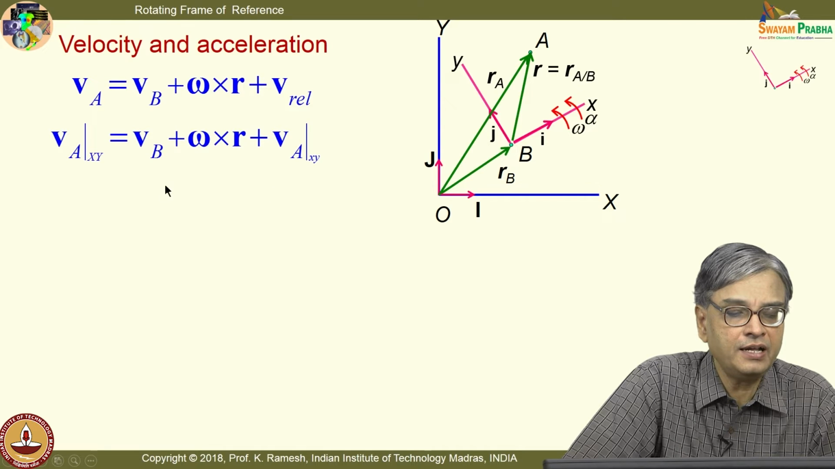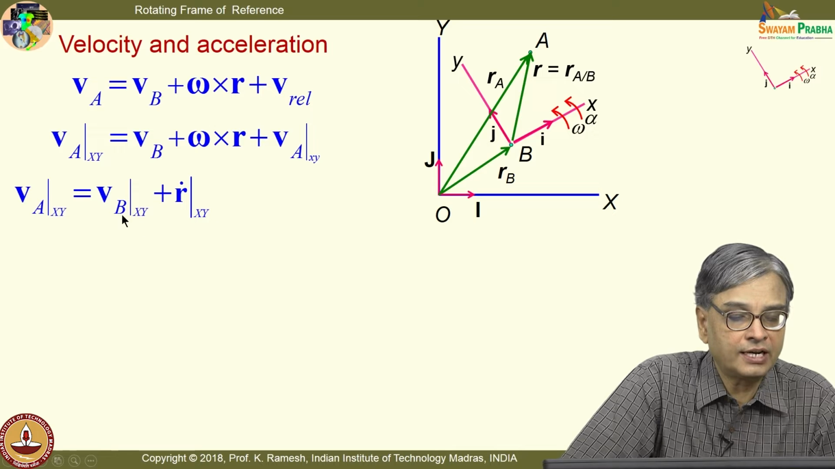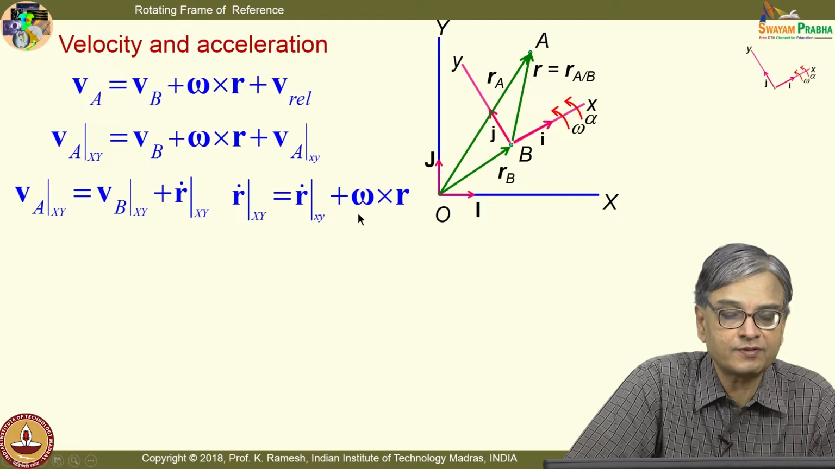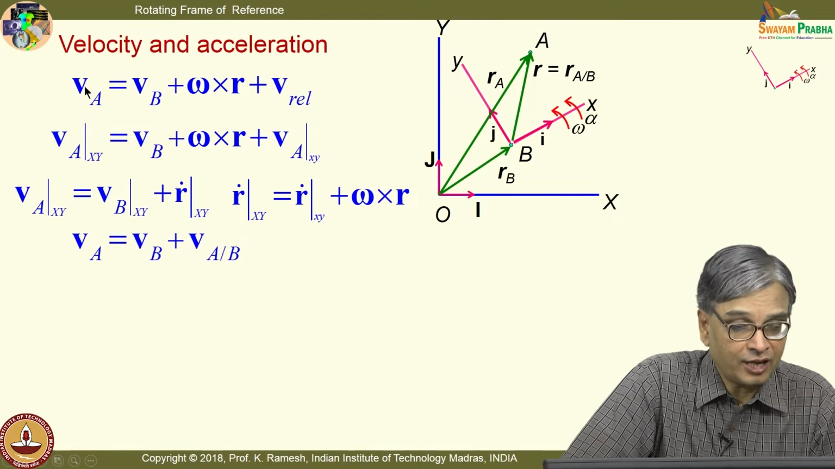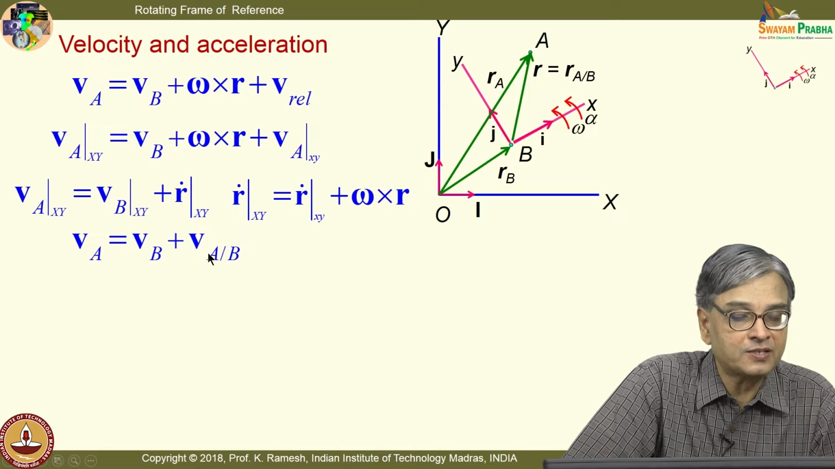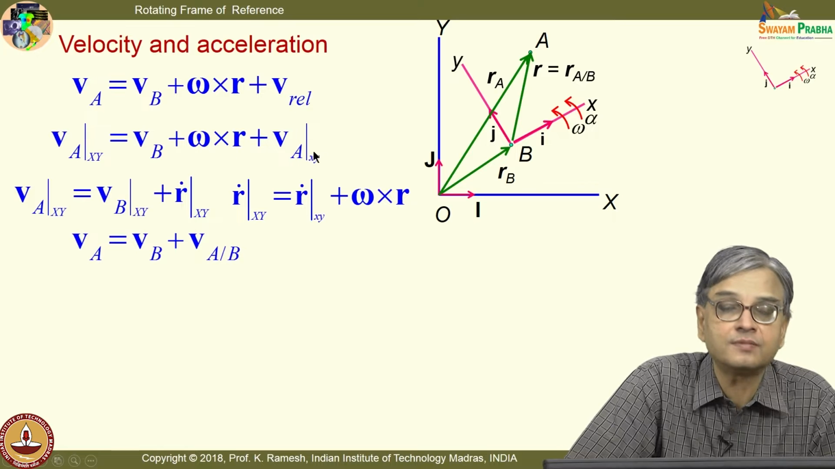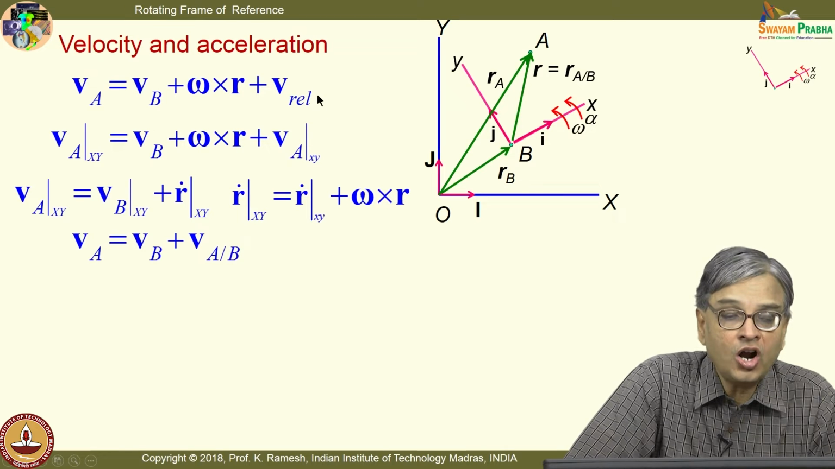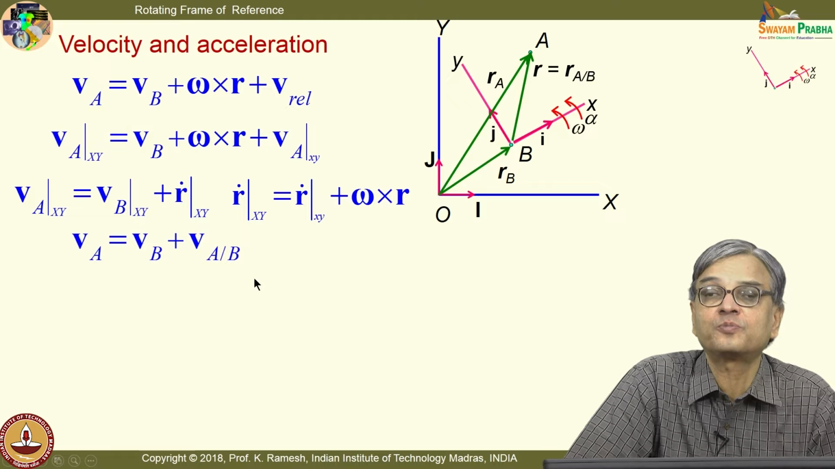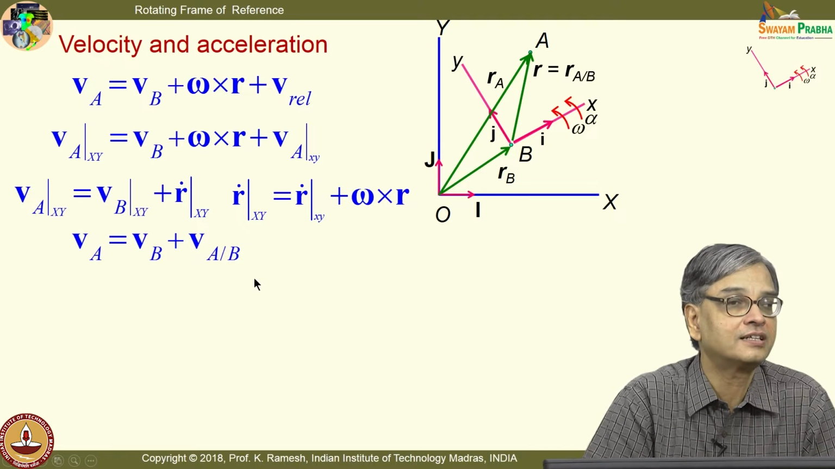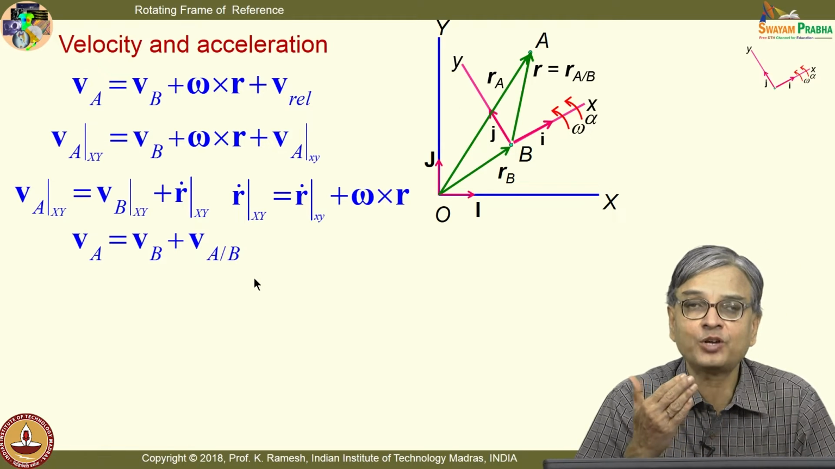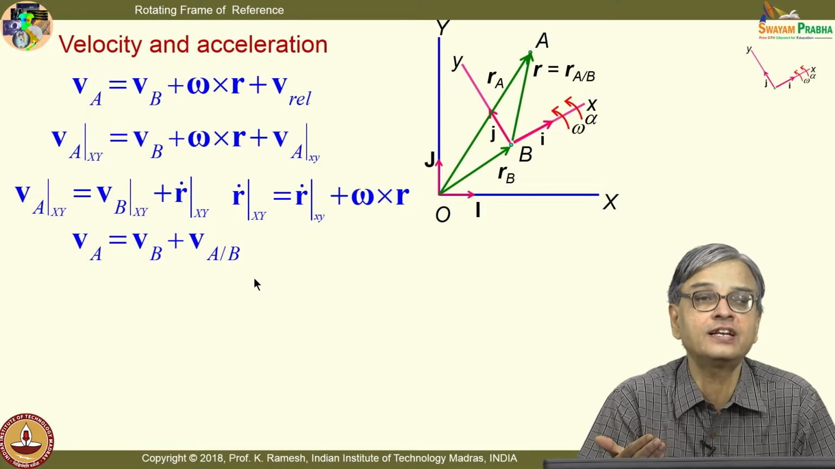So, I have this V A, I can write it like this, and I can also note that r dot capital XY, I am again rewriting, equal to r dot small xy plus omega cross r. This is to emphasize the fact. And I can also write this expression as V A equal to V B plus V A with respect to B. V A with respect to B has two terms. Do not write this V rel as V A with respect to B. Some students have done it. That is not the quantity. V rel is the velocity you perceive when you sit in a rotating frame of reference and move with it.